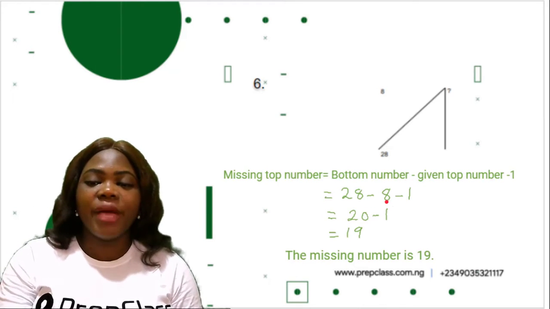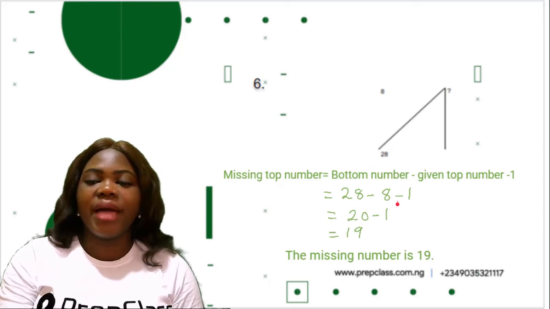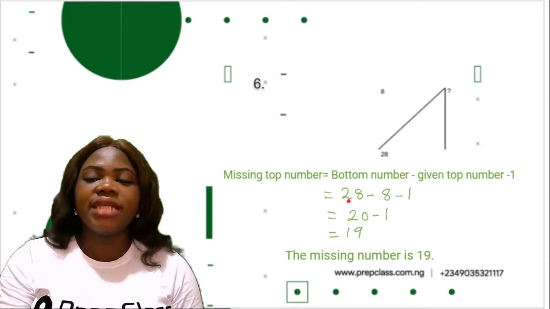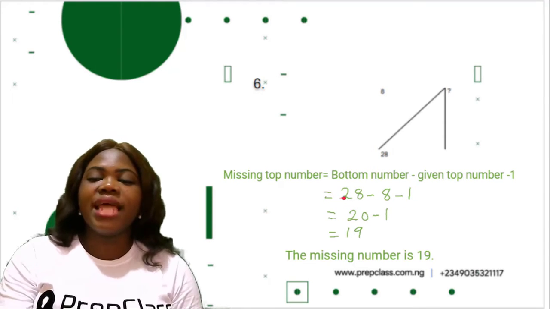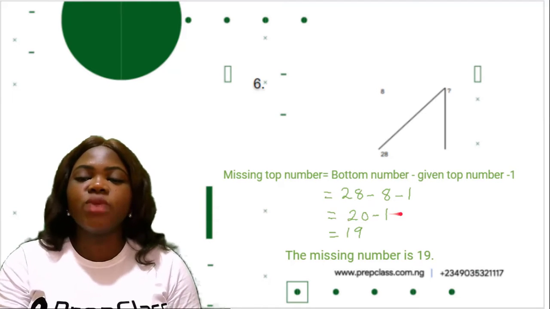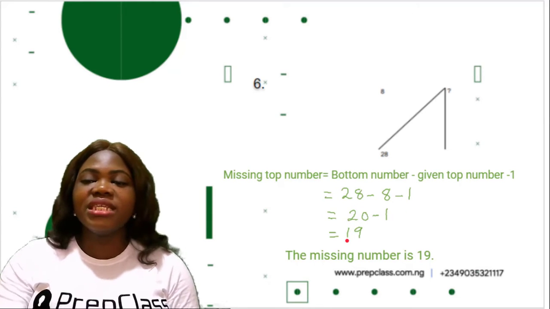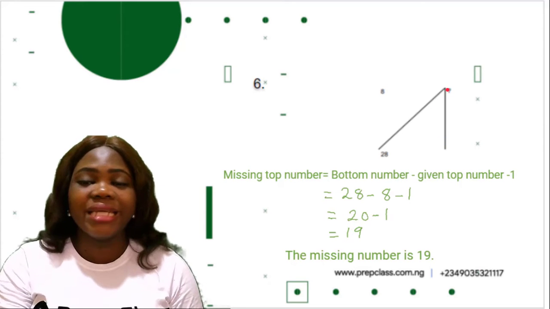So the bottom number is 28, then the given top number is 8, then minus 1. 28 minus 8 minus 1. 28 minus 8 is 20, then 20 minus 1 is 19. So this means that the missing top number is 19.